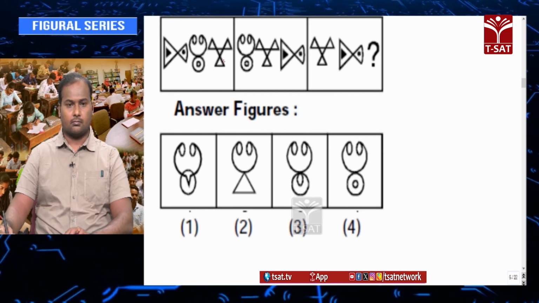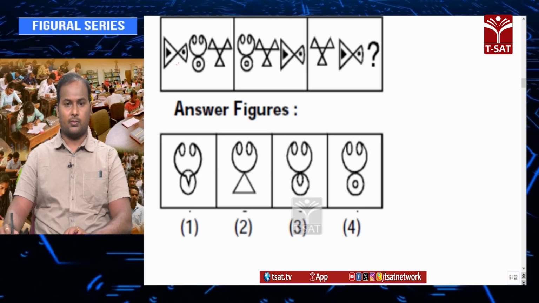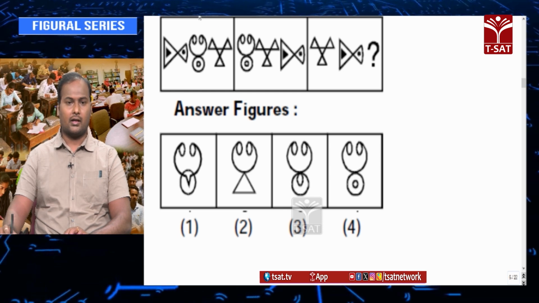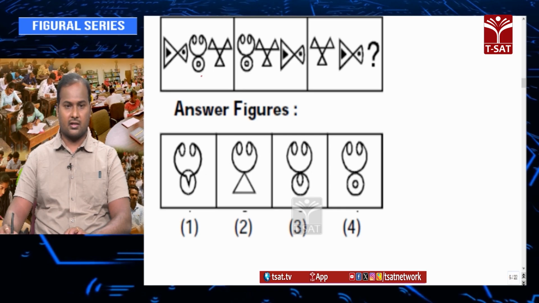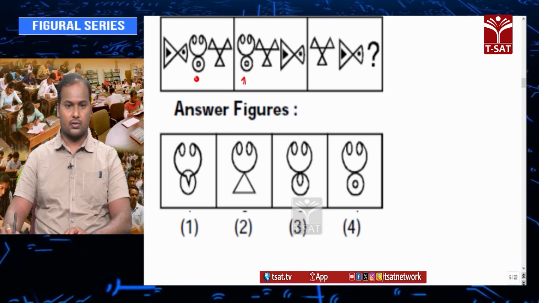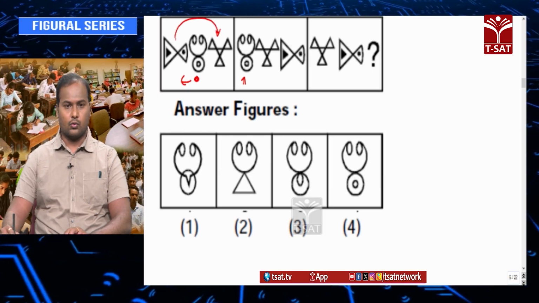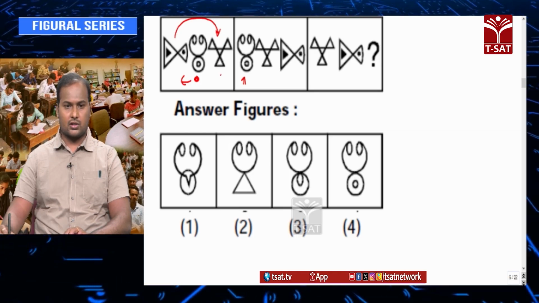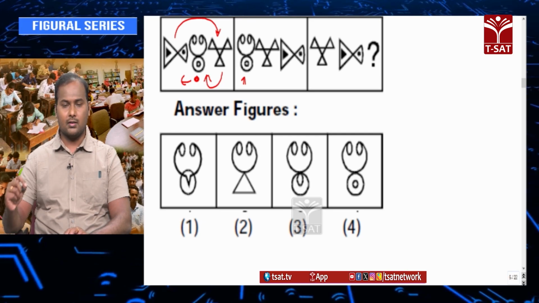In this particular series, there are 3 figures that are given in each box. You need to observe the change. Obviously, by seeing this, I can see what is the change. The change is the movement of the figures. For example, see the center figure. It came to this position, so it is moving in this particular direction, whereas this first figure moved from one end to the other end. So, clearly they are changing the positions by one step.